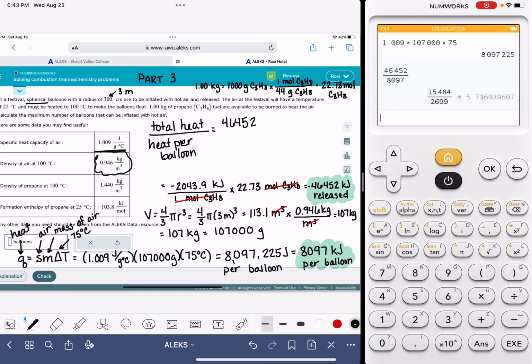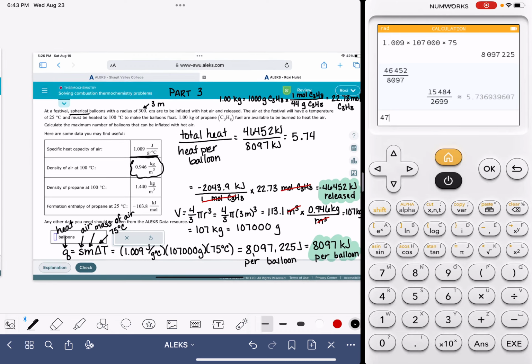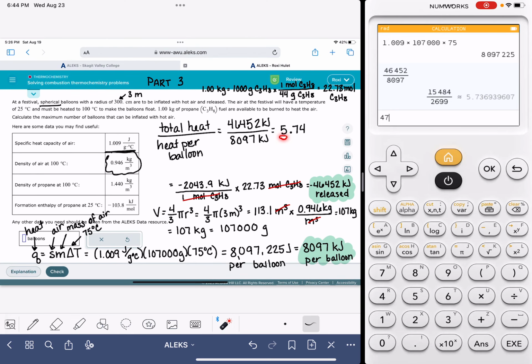My total heat was 46,452. Don't worry about the negative signs, because remember, the negative signs are just giving us information about whether the heat is being evolved or absorbed. Not important in this particular problem. We're just thinking about absolutes. Both of these are in units of kilojoules, and the calculator told me that is 5.74. So this is telling us that I have enough heat to blow up 5 balloons, not quite 6 balloons. The answer to this problem is 5 balloons, not quite 6.